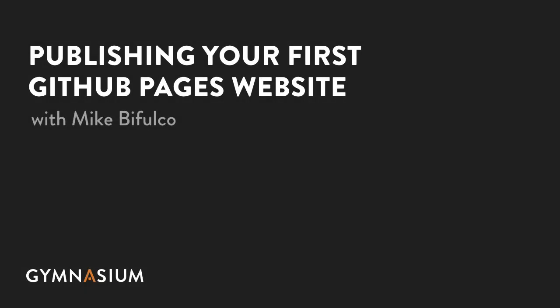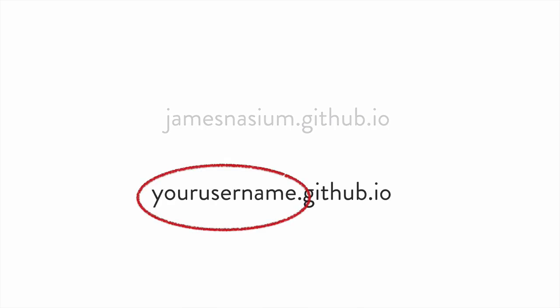In this tutorial, you're going to learn how to create a GitHub Pages website. By the end of the video, you will have your own domain and a public place to post your work similar to this one, jamesnasium.github.io. Of course, the first part of this address will be your own name.